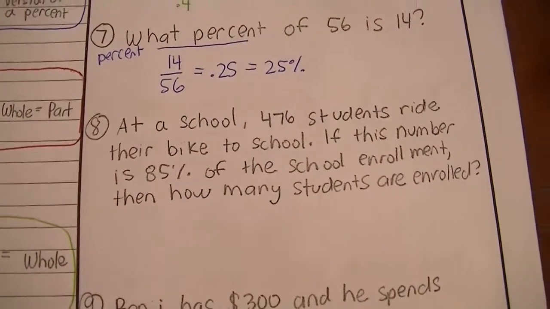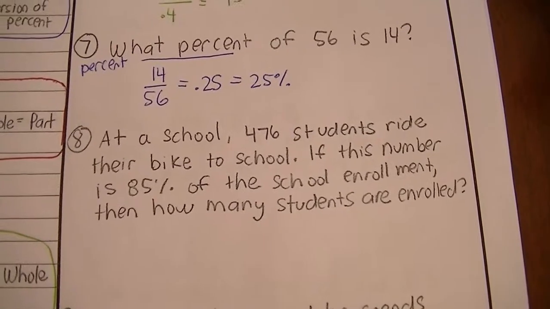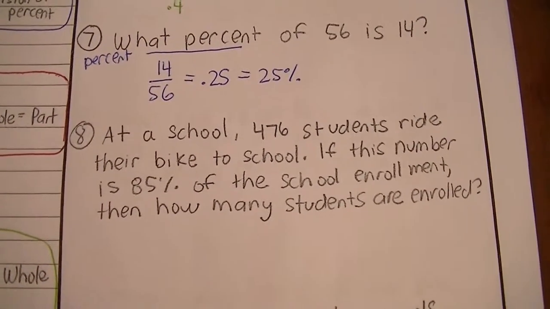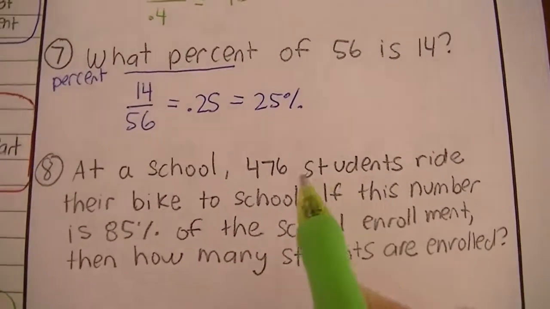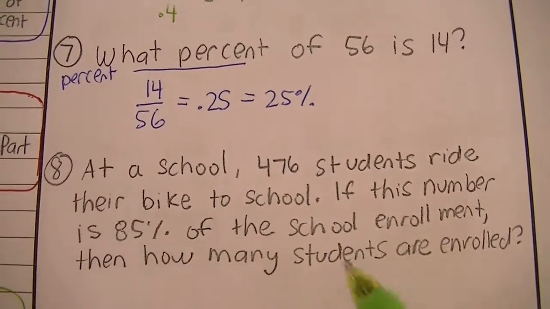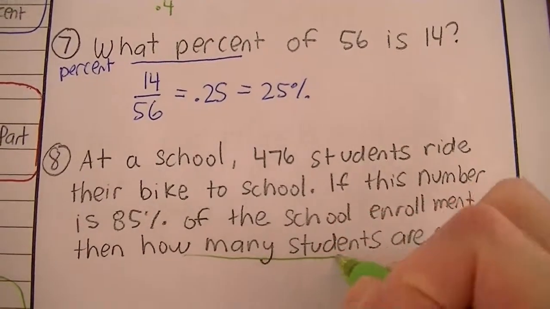Number 8. At a school, 476 students ride their bike to school. If this number is 85% of the school enrollment, then how many students are enrolled? So think about what you're solving for. This 476 right here is only 85% of the whole school enrollment. So we're going to be looking for the whole. How many students are enrolled?